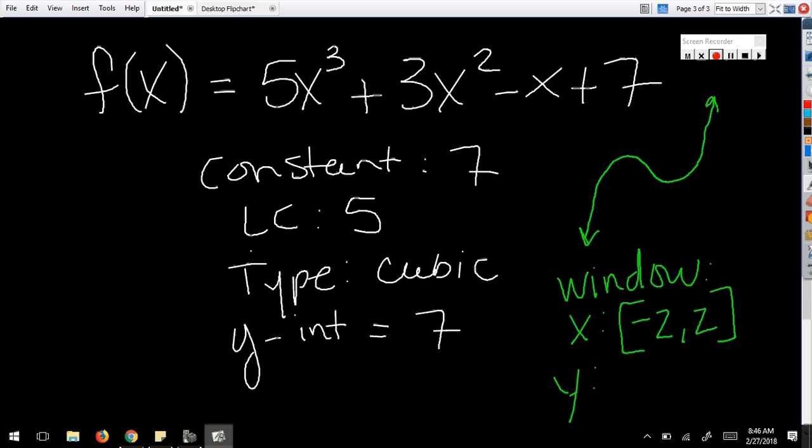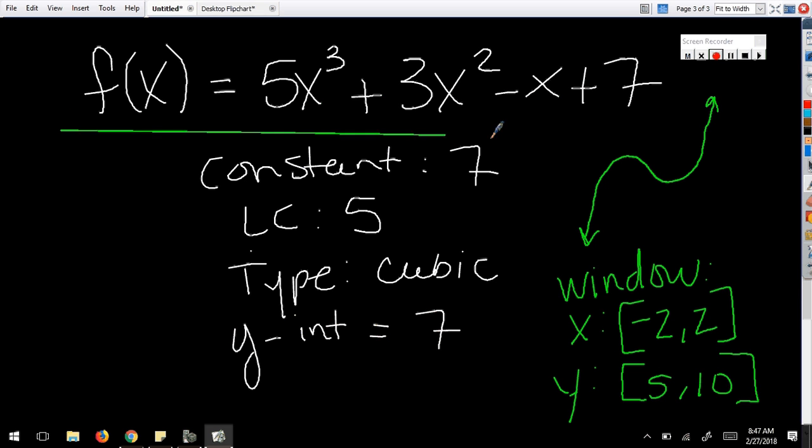So on your homework, every problem is going to look like this. You're going to write the equation down. You're going to tell me the constant, the leading coefficient, the type, and the y-intercept. Then you're going to sketch the graph, and you're going to tell me what window you used when you graphed it. Can I take a picture of that? I'll figure it out. Okay? What? So I'm gonna get a calculator this week if I don't.